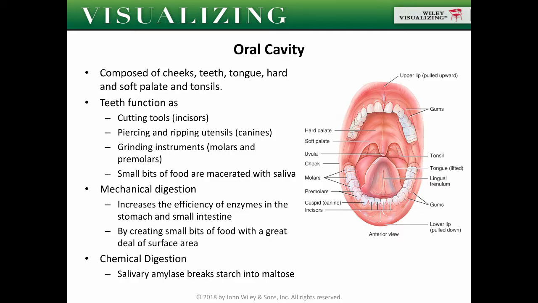We have the cutting tools, which are our incisors, the piercing and ripping utensils, which are the canine teeth, the pointy ones. And then we have the grinding instruments, which are the molars and the premolars. And of course, during chewing, we also hydrate the food with our saliva to make it easier to move around.